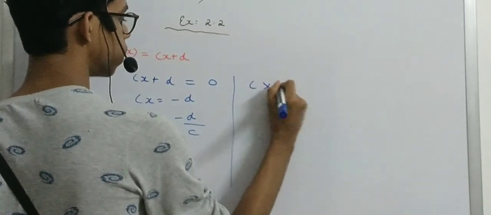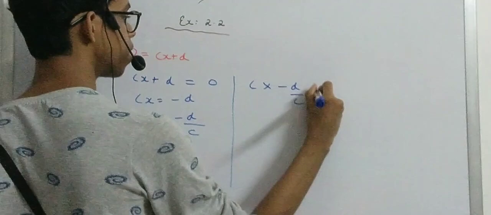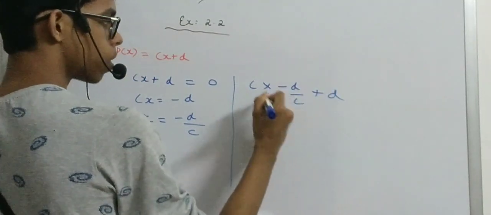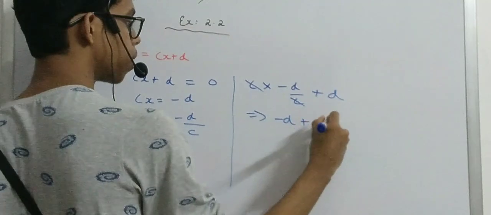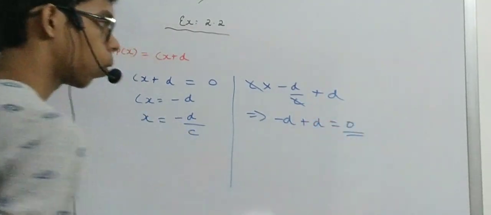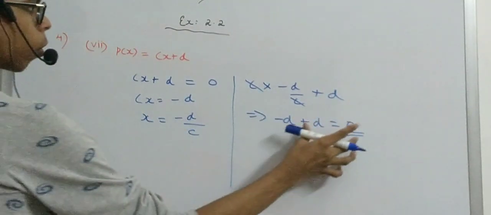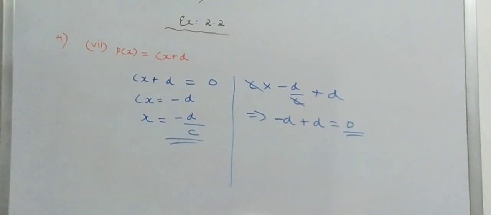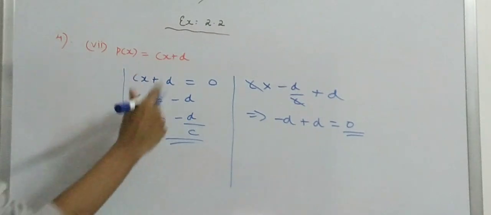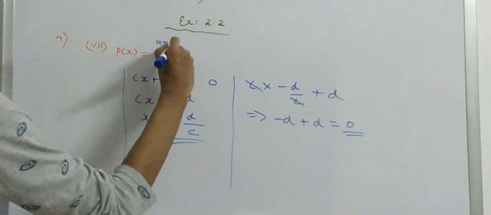So c into minus b by c plus b. If you see over here, this c and this c cancel. We know minus b plus b is equal to 0. So since we got the polynomial's value equal to 0, x is equal to minus b by c is the 0 of the polynomial.